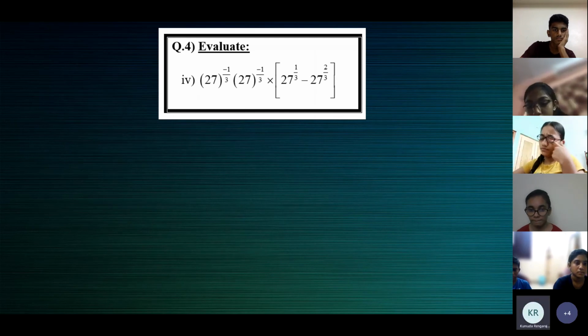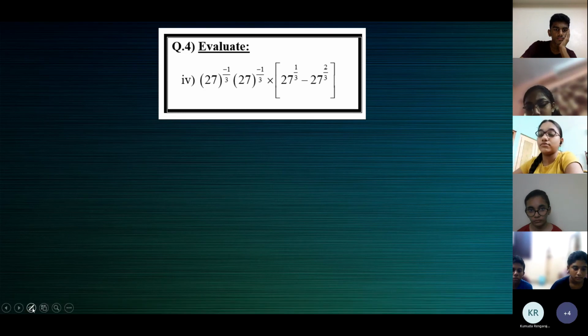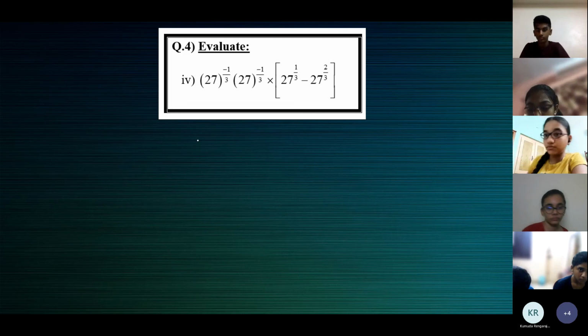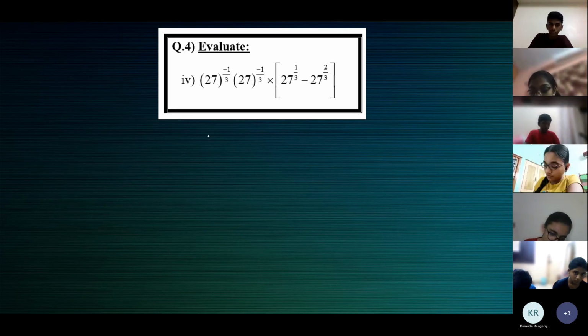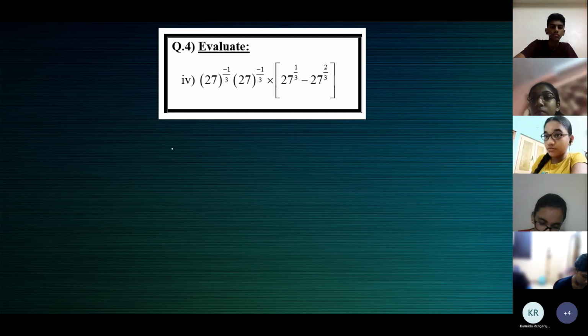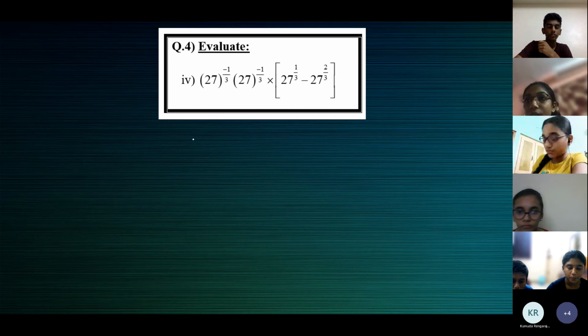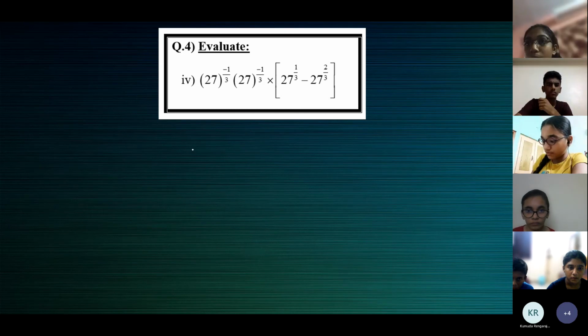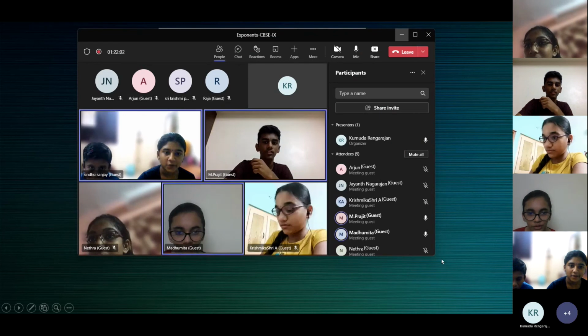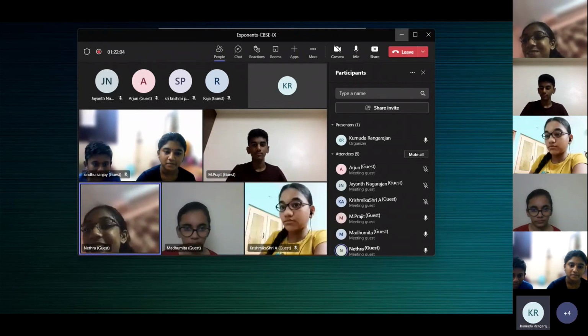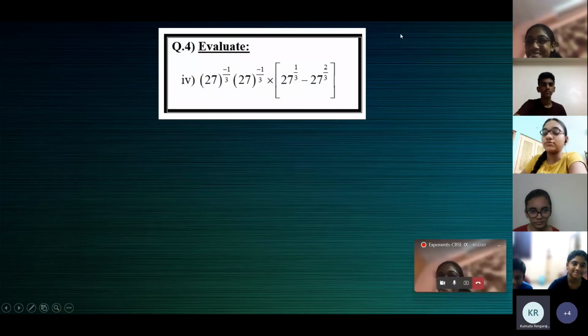So this is the next one. Tell me. Yes, start. Yes, children, how do we start? 9 cube power minus 1 by 3. Who's that 9 cube? 3 cube. Sorry, ma'am. 3 cube.